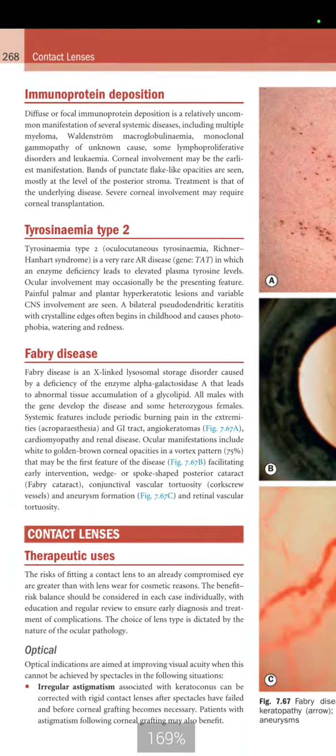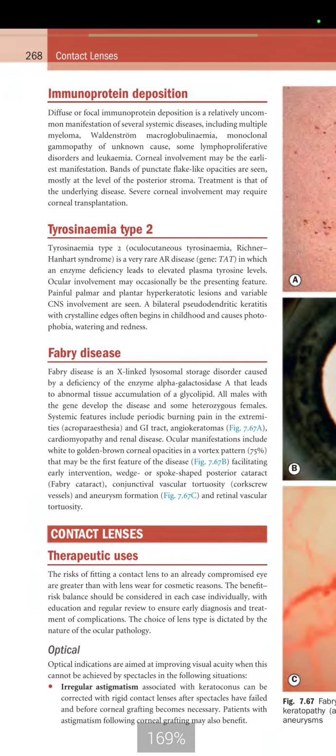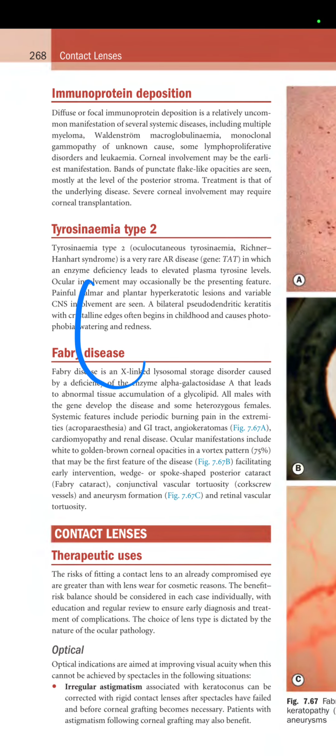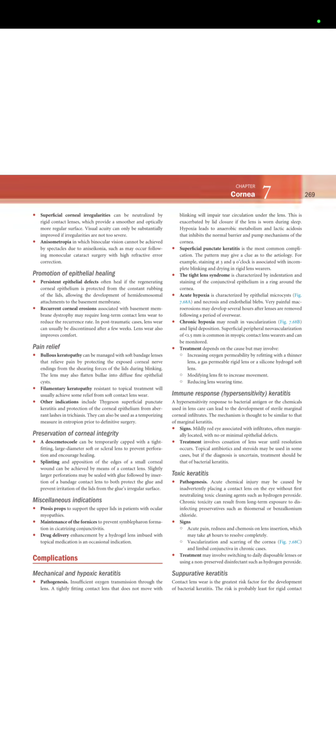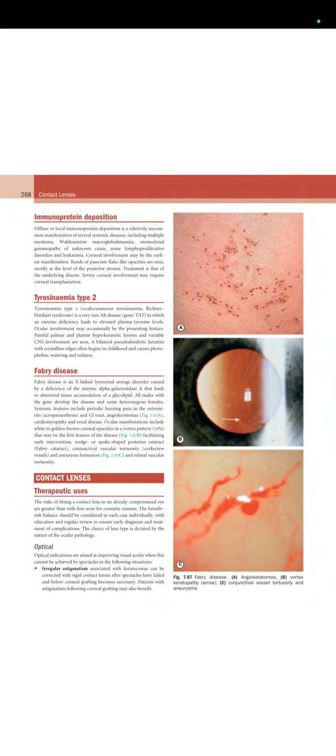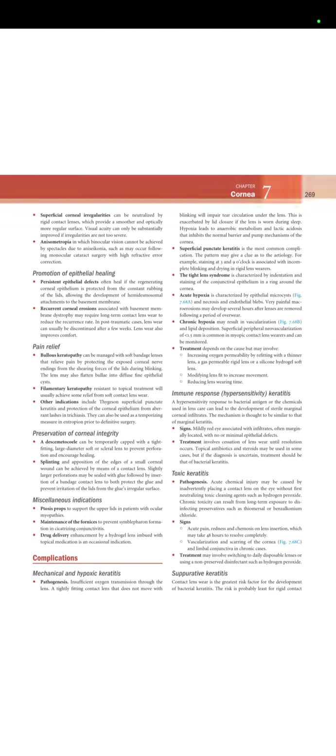Now we are going to study about the contact lenses. So basically contact lenses are lenses that are put onto the cornea for different uses. It can be therapeutic, it can be optical, it can be to protect the cornea from perforation and to prevent complications.